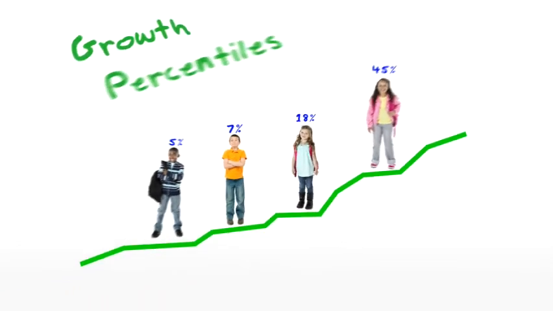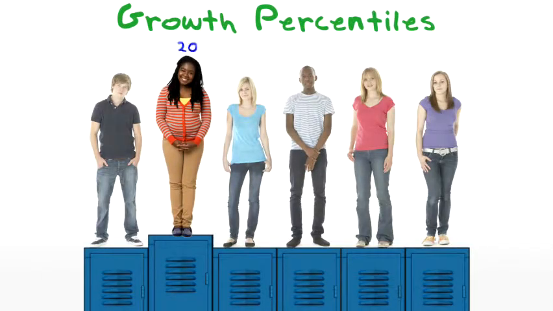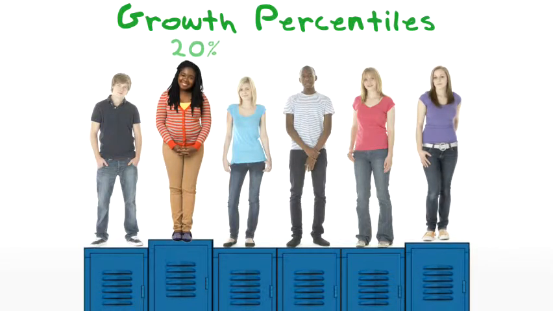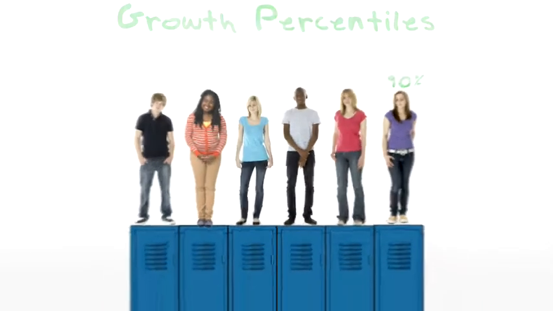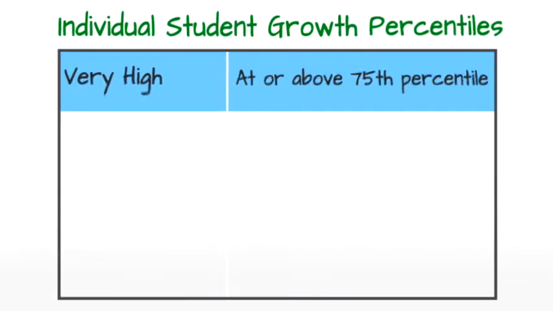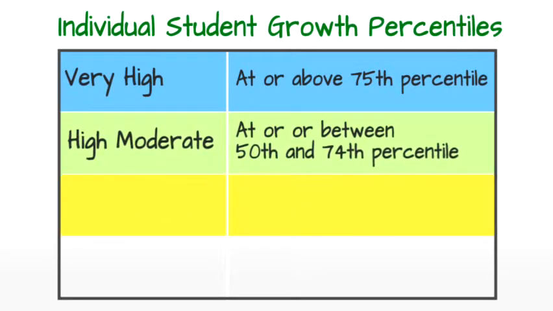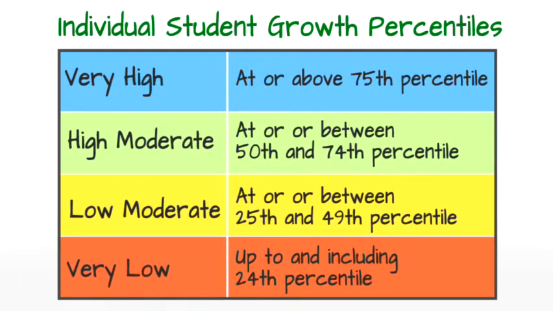A student with a growth percentile of 20 is growing as fast or faster than 20% of the students who started at the same place the previous year. A student with a growth percentile of 90 is growing as fast or faster than 90% of the students who started at the same place the previous year. Growth percentiles are rated as very high, high, moderate, low, and very low.